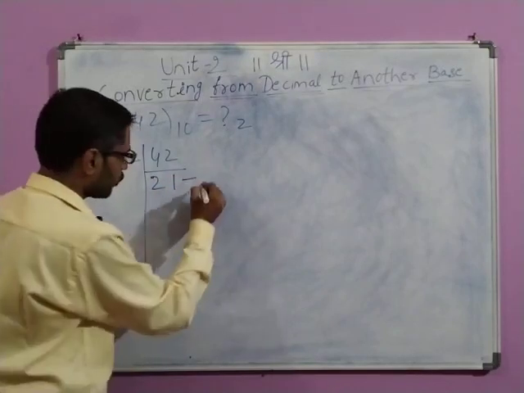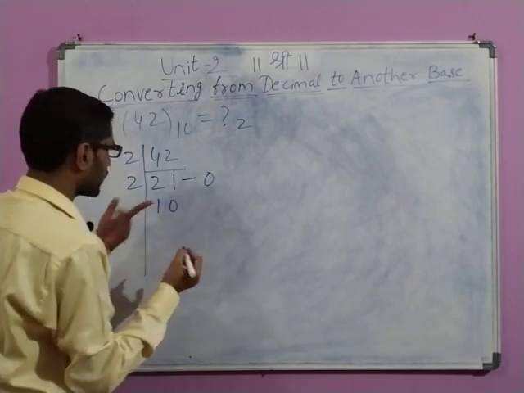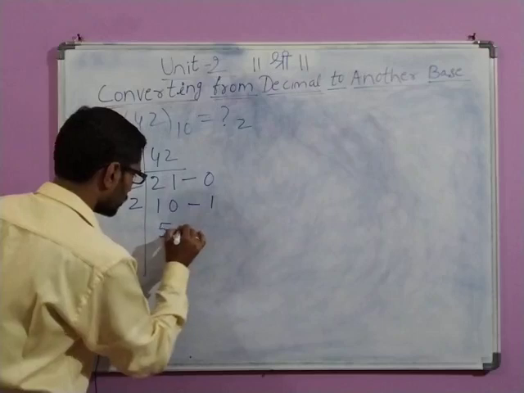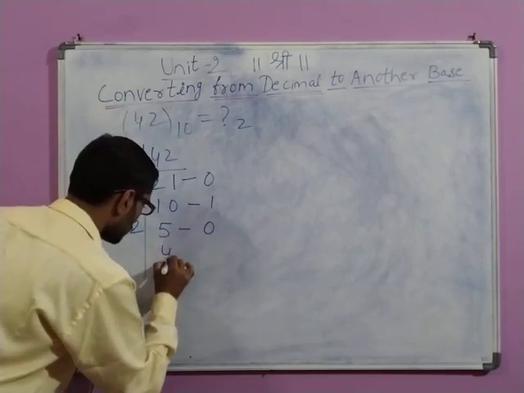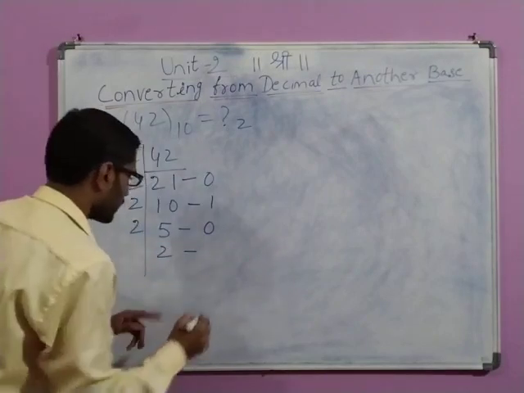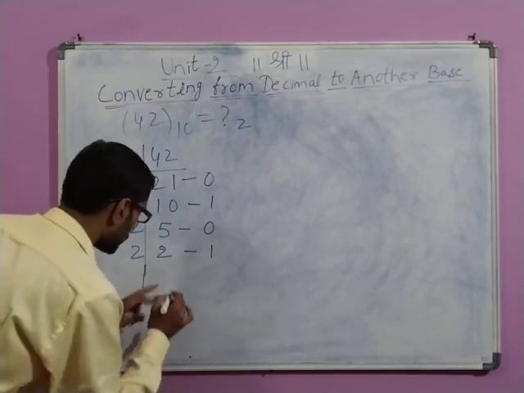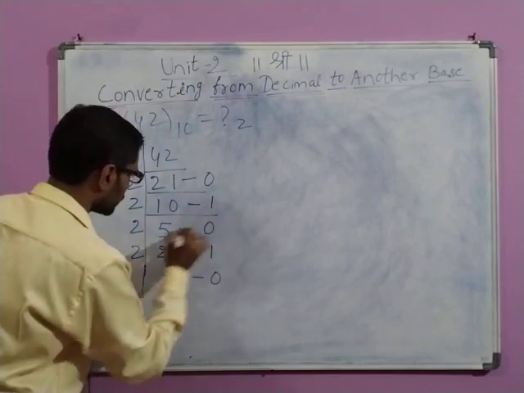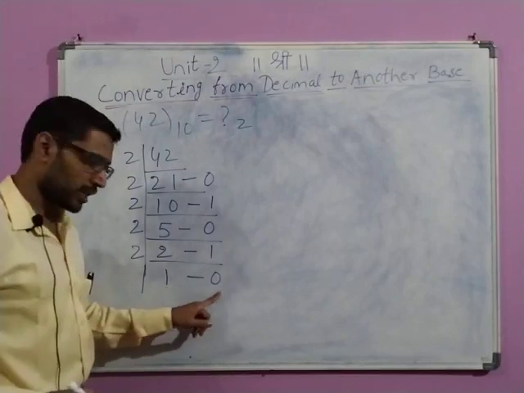So remainder is 0. Then 2 tens are 20, remainder is 1. Next 2 fives are 10, remainder is 0. Next 2 twos are 4, remainder is 1. Then 2 ones are 2, remainder is 0. For better understanding, you put these lines, so it will be easy for you. So 2 ones are 2, remainder is 0.